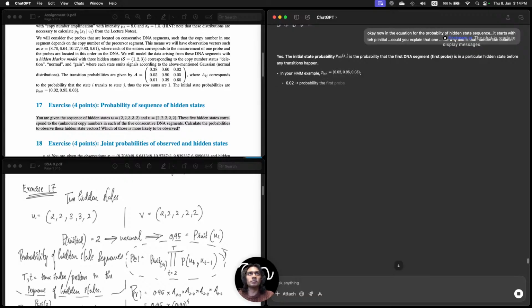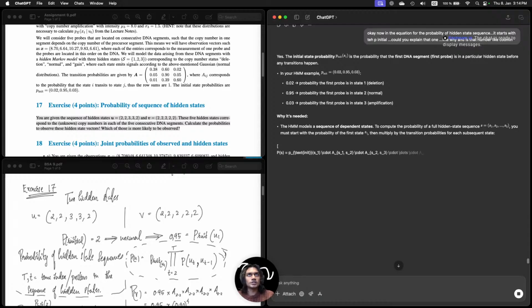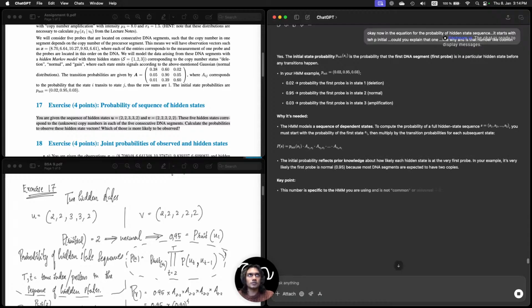Yes, the initial state probability is the probability that the first segment is in a particular hidden state before any transition. A sequence is dependent. An HMM models a sequence of dependent states. To compute the probability of the full hidden state sequence, you must start with the probability of the first state, then multiply by the transition probabilities for each subsequent state.